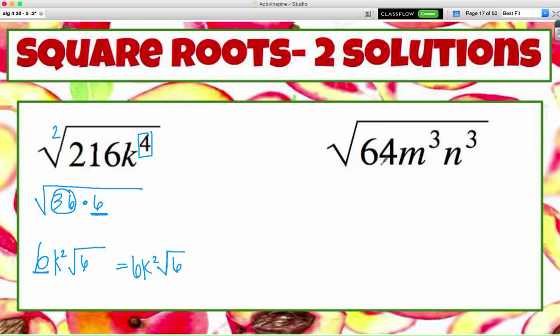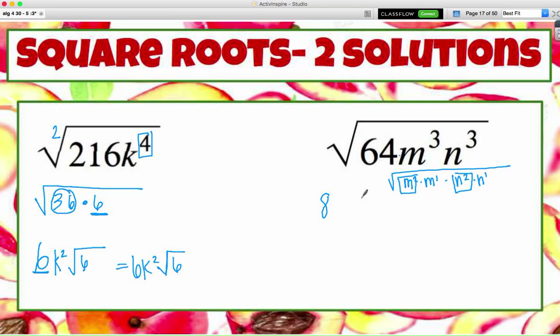On our next example, 64 does happen to be a perfect square, so we don't have to guess what's hidden in it. I know square root of 64 is 8, so that's going to come out. But when I try to take the square root of m cubed, it's not an even number, so 3 is not evenly divisible by 2. So I have to think of m cubed as m squared times m to the 1st times n squared times n to the 1st.